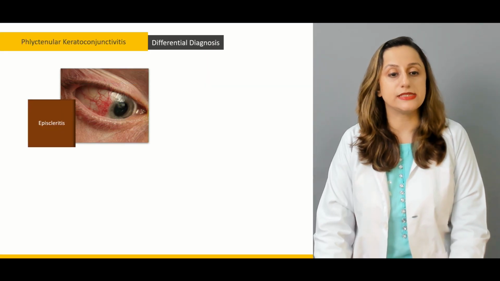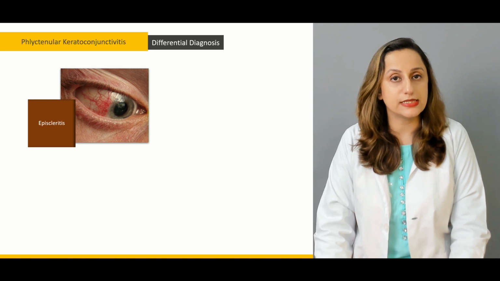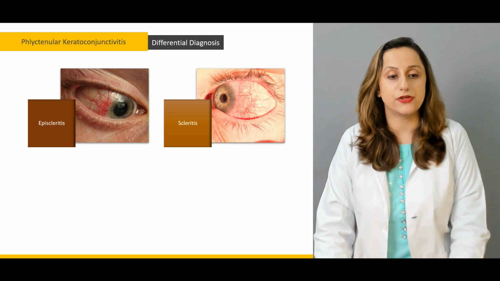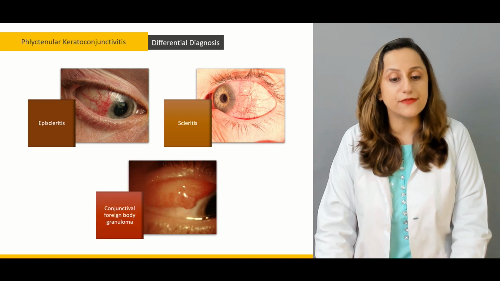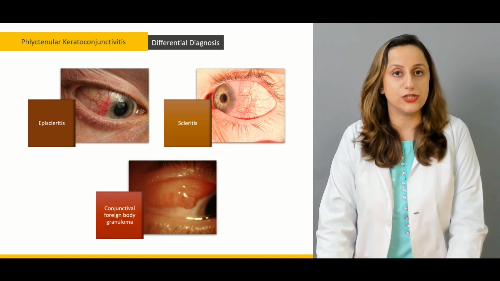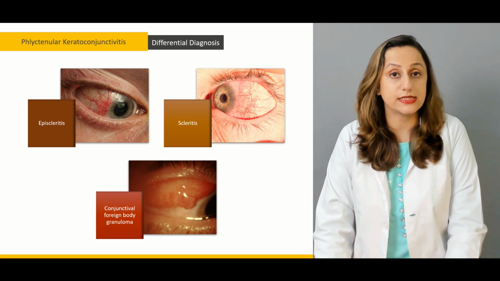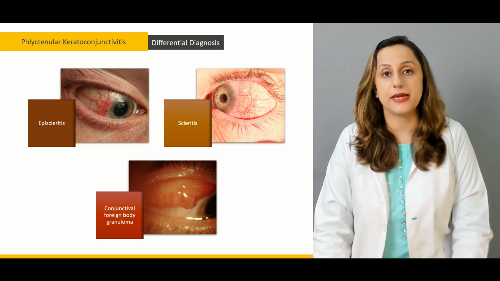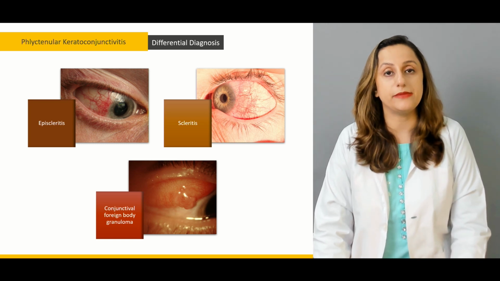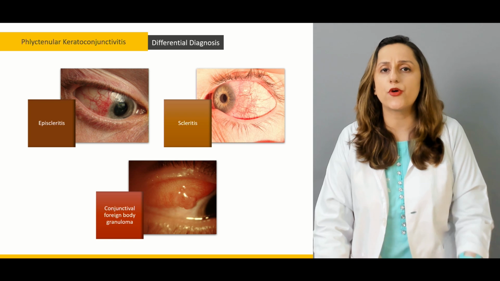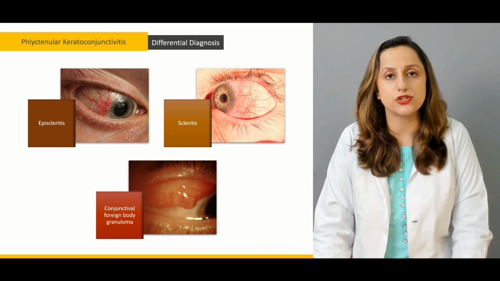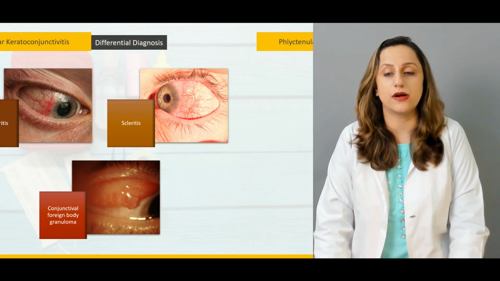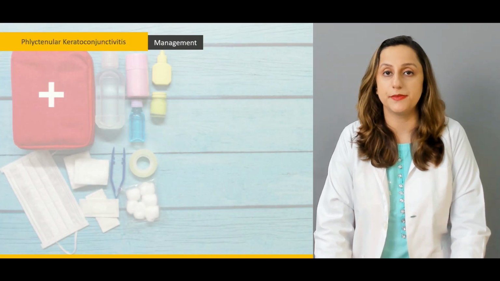Moving on to the differential diagnosis, we have to differentiate this particular condition from episcleritis. We have scleritis, and then we have the conjunctival foreign body granulomas that we have to differentiate it from. And obviously, this differentiation depends upon the cytology, upon the microscopic examination, and then performing the stool culture examination for parasites. So all of these are very important whenever you are differentially diagnosing this particular patient.